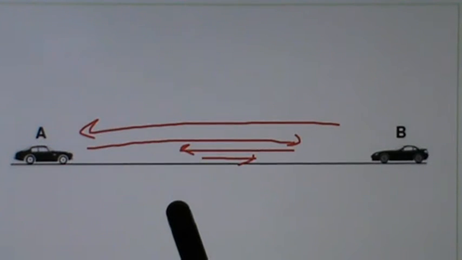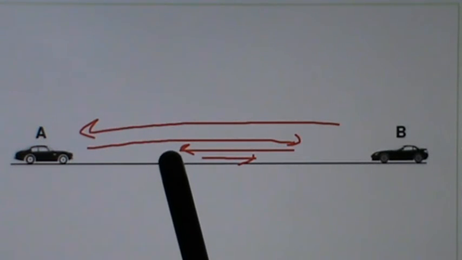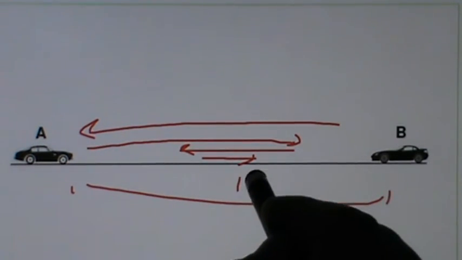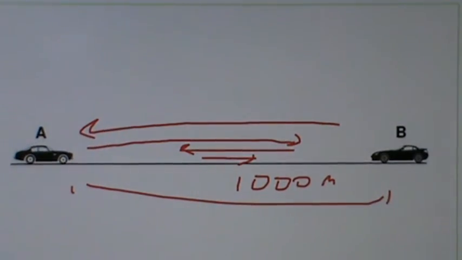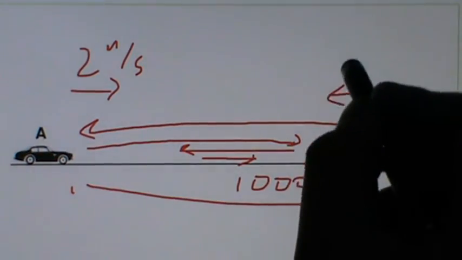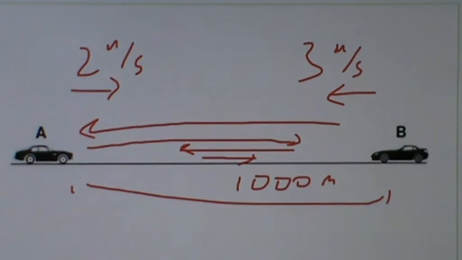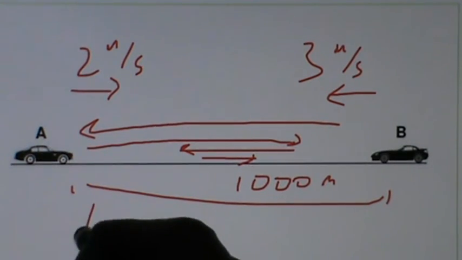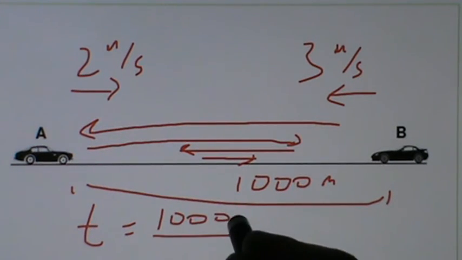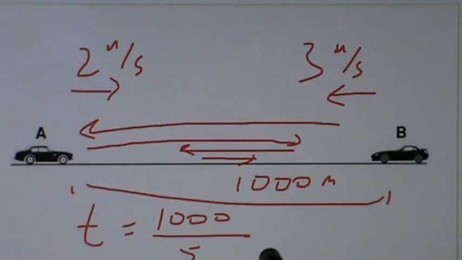So first, let us find the time needed for the cars to meet. Just like our previous problem, the cars here are 1000 meters apart, and this car has speed 2 meters per second, and this one has speed 3 meters per second. So they will become closer 5 meters every second. And you can calculate now the time needed for these cars to meet. So it will be 1000 divided by 5.